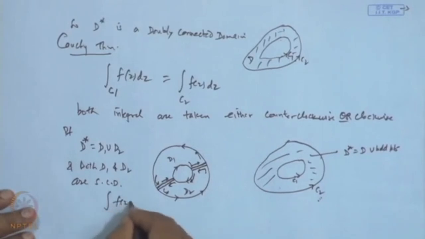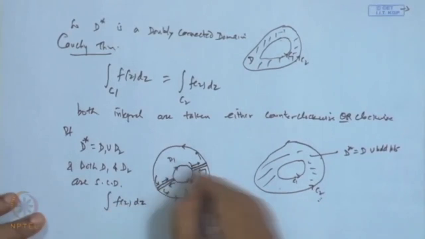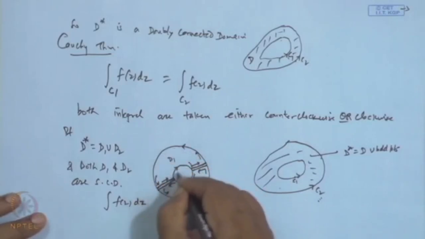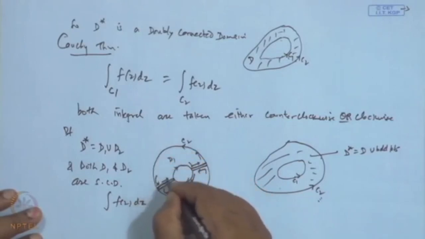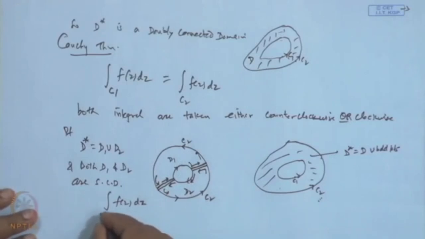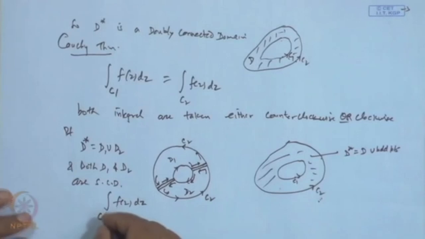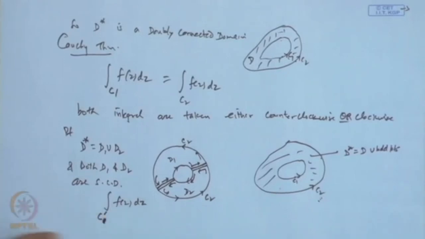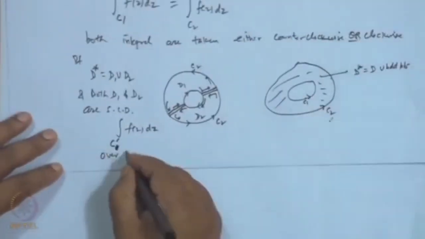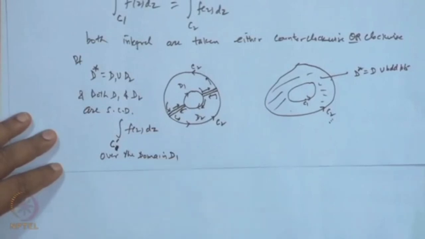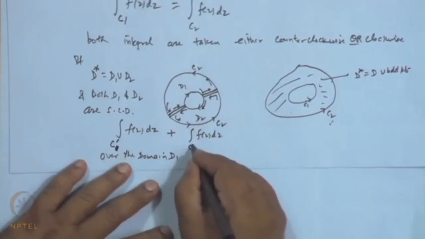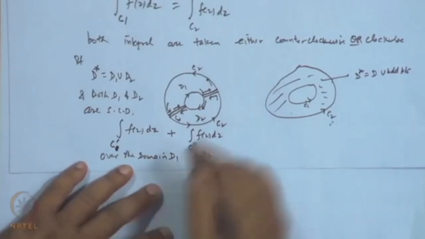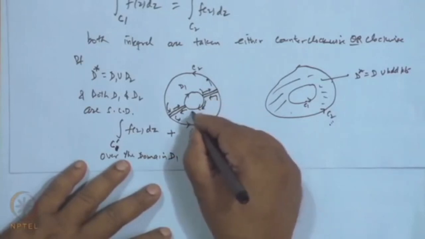Therefore, the line integral of the function f(z) dz along the path, this is C2. If I go along this path C2, come back this way and then come here, let us see the path. This is C1, let us call it C dash, the path C dash, over the domain D1, and then the integral of the function f(z) dz over the domain D2, where the boundary is this C2 plus this plus this and going like this.